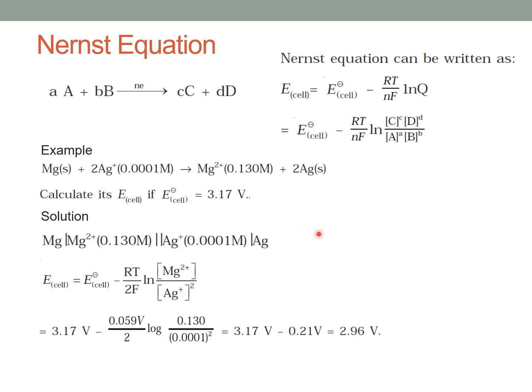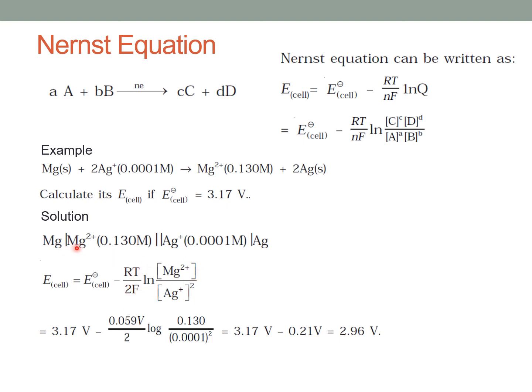So n is 2. So E cell equals E0 cell minus RT by 2F, or we can write 0.059 by 2, because that is the simplified form, since it was at room temperature. If they have not given the temperature, we can consider room temperature, because all standard reduction potentials are at room temperature. So that's why we can better use the simplified form, that is 0.059 by 2 ln.